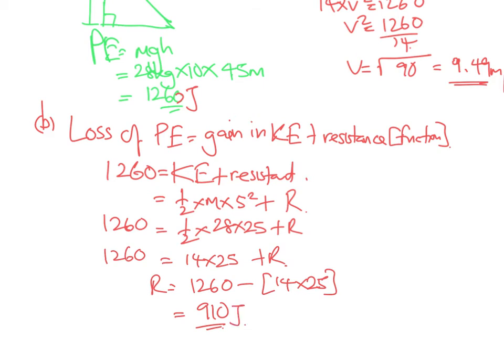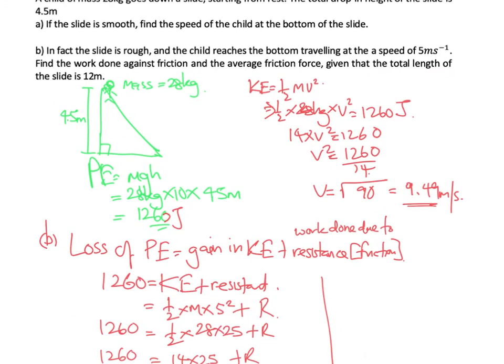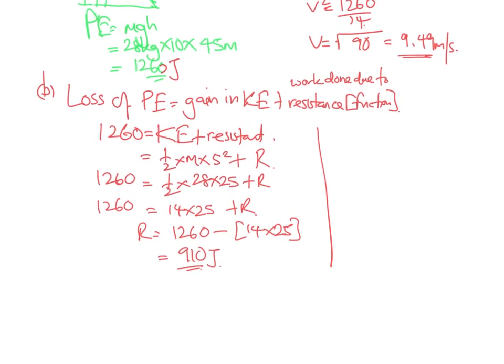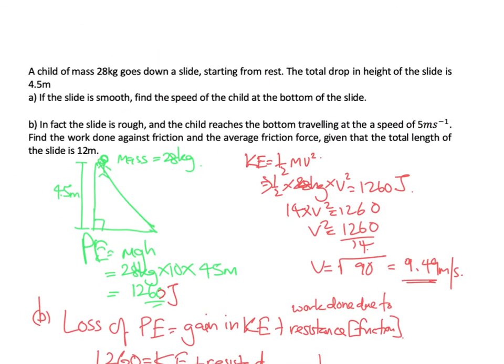I think I need to add this here: resistance meaning work done due to resistance. It's basically the work done due to resistance, 910 joule. Once we have that, the question requires us to find the work done against friction, which is 910 joule, and find the average frictional force as well.